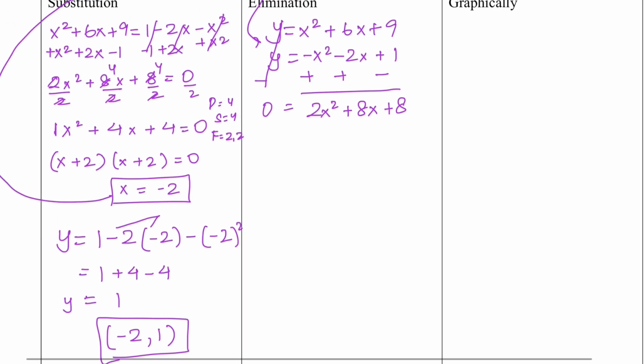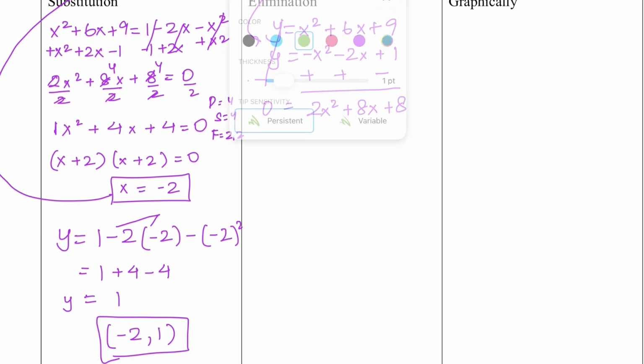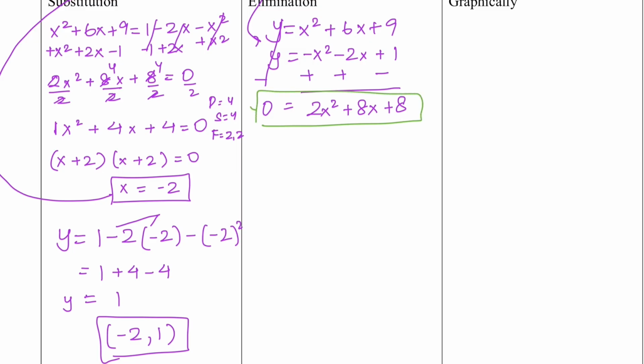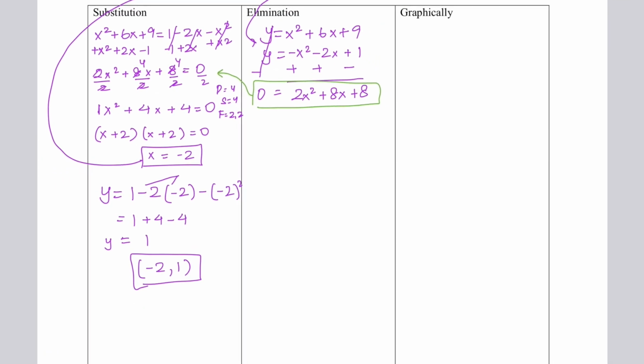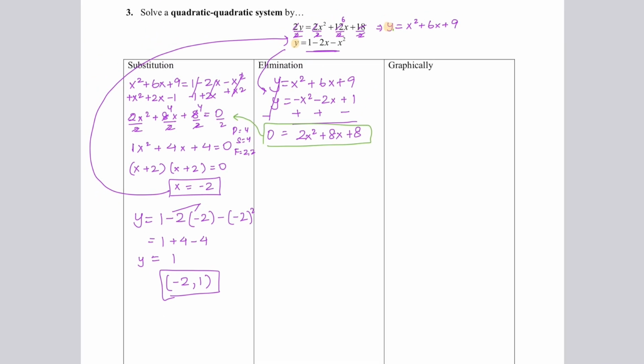So I'm back at this equation right here. Again, graphically would be y1, y2. Second, trace 5.